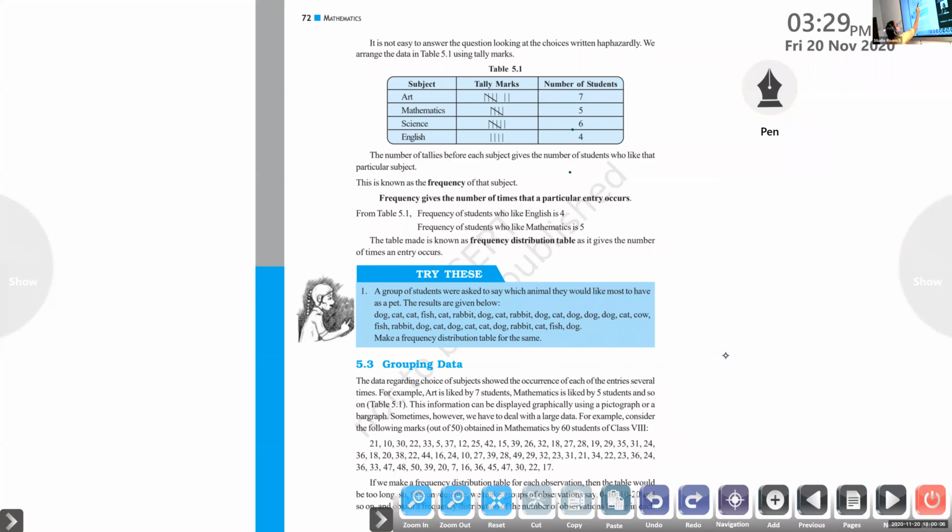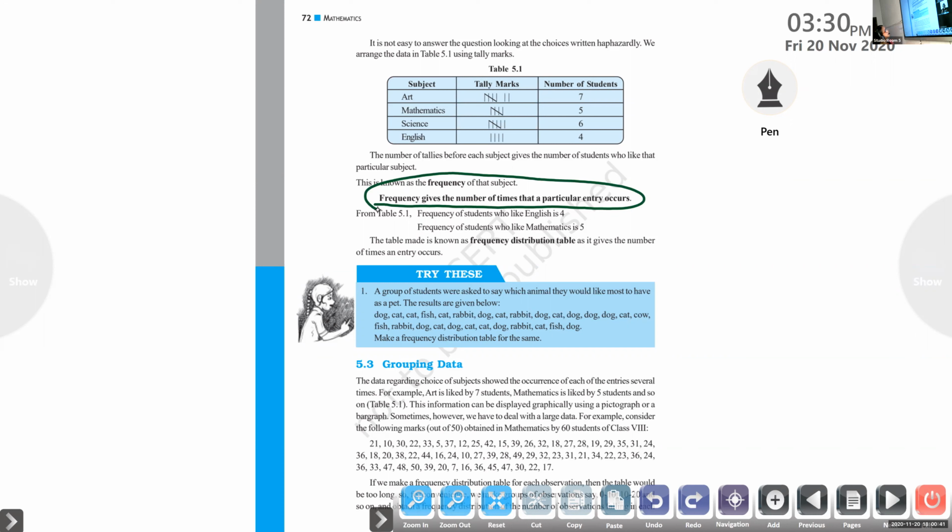Frequency gives the number of times that a particular entry occurs, or a particular entry repeats. Okay, you can write that sentence: frequency gives the number of times that a particular entry occurs. And the table which shows this frequency is known as a frequency table.